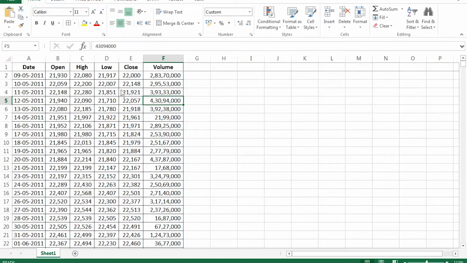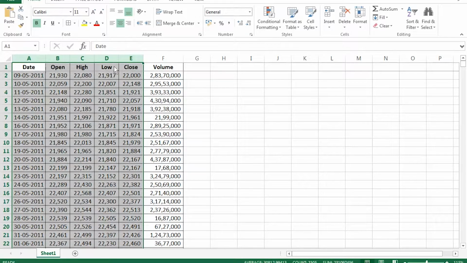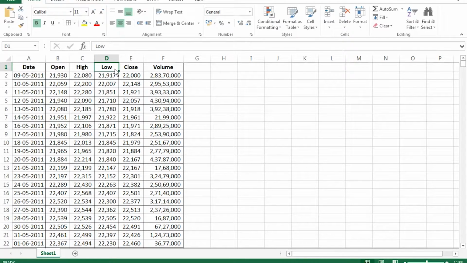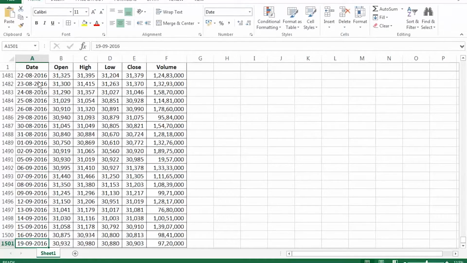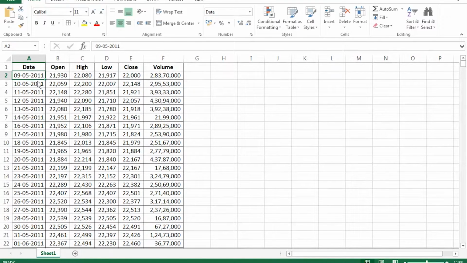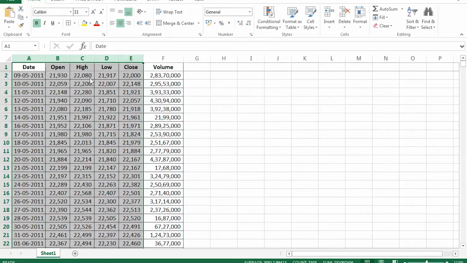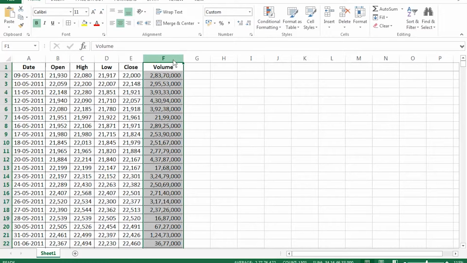The sheet over here is the historical data of gold traded on the MCX exchange. As you can see, I have a few columns: date, open, high, low, close are the four attributes of price. I have data from May 2011 all the way down till September 2016. So what is in front of us is historical data: dates, price, and then volume. Volume essentially is the number of shares exchanged hands.